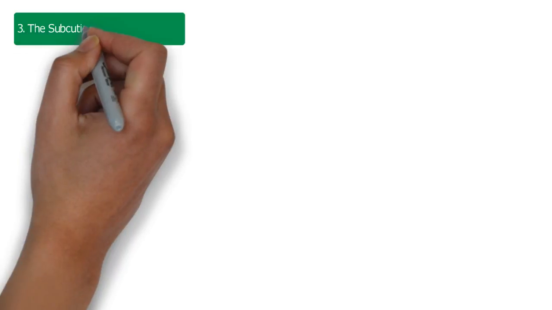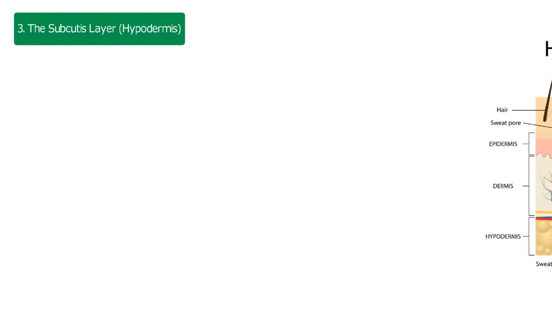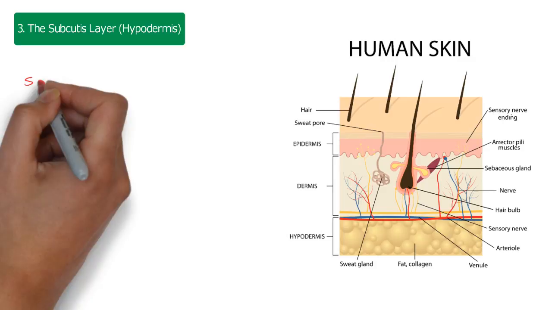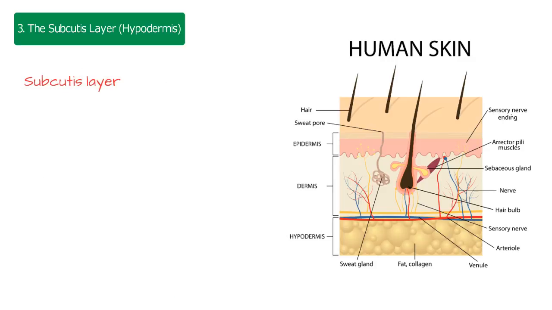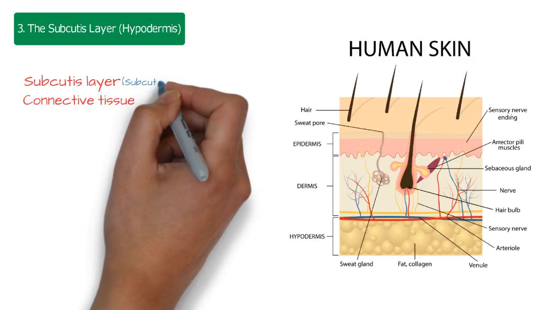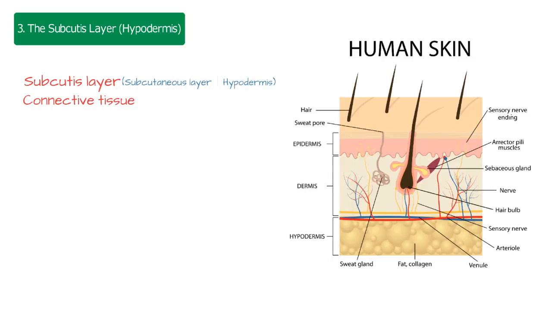The subcutaneous layer, hypodermis. The subcutaneous layer is the innermost lining of the skin. It is basically connective tissue laid out in a network of fat cells and collagen-producing cells. This can also be called the subcutaneous layer or the hypodermis.